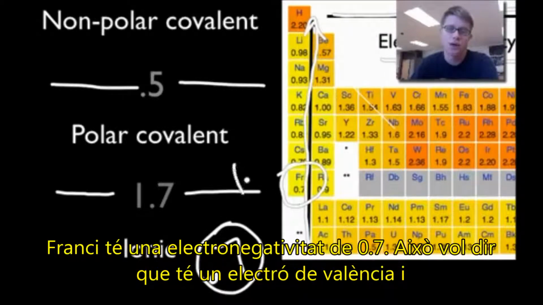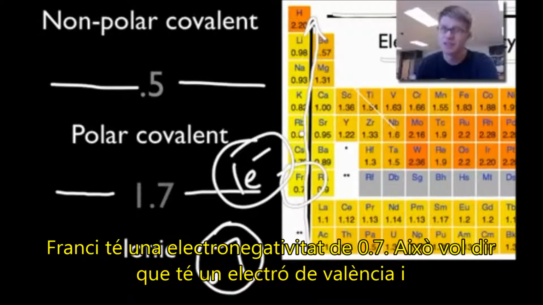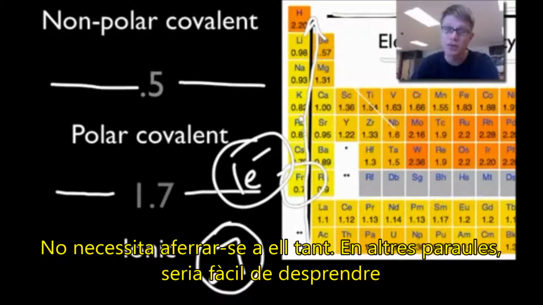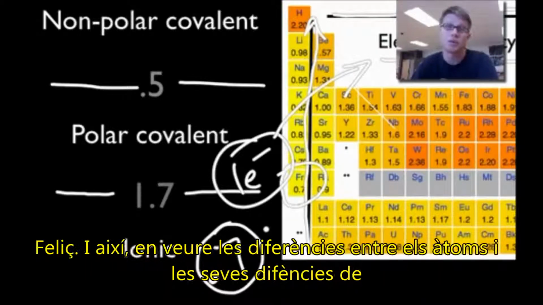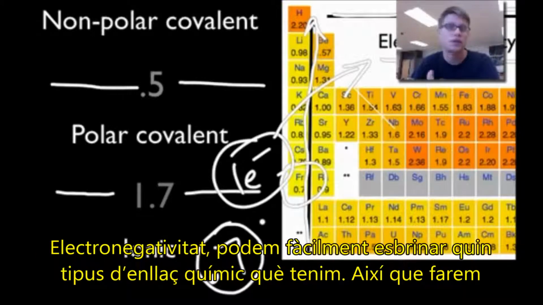That means it has one valence electron. It doesn't need to hold on to it that much. In other words, it'd be easy to give off that electron. It has a complete set right underneath it, and so it's going to be really, really happy. By looking at the differences between the atoms and their electronegativity, we can easily figure out what kind of chemical bond we have.